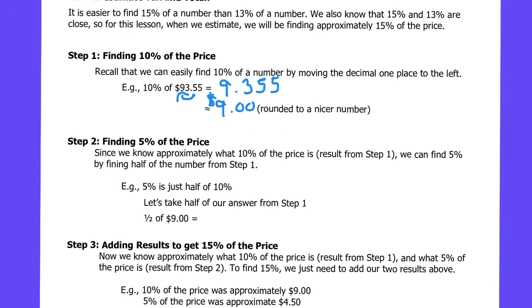So we're going to move down now. We know that 5% is just half of 10%, and we know that $9 represents 10%. So we just need to take that 9 and figure out what half of 9 is, because that's going to tell us what 5% of our number is. When we do that down here, half of $9 is $4.50.